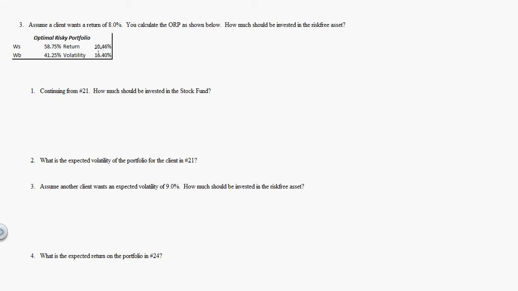A client wants 8% return. You've determined the optimal risky portfolio, and I want to make sure you can do that. I mean, it's in the spreadsheet, so check and make sure you could come up with that if you were asked to do so. How much should be invested in the risk-free asset? Well, my client wants a return of 8%, and if I invest in the risk-free asset, I get a return of what was it? Hang on, let me see what it was. Okay, so the risk-free asset has a return of 1%, and then the optimal risky portfolio has a return of 10%.